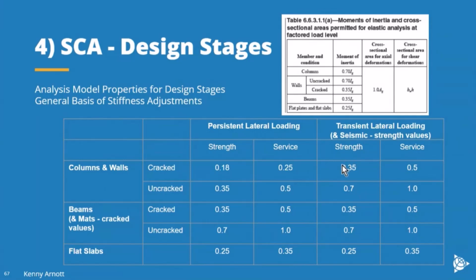And then, if you recall, I mentioned the 1.4 increase; that takes us up to these factors when it's service. And then when you've got persistent lateral loading, there's guidance about reducing the factors. So basically these get halved, so these become the factors. And then again, for a service variation of that, they get increased again by 1.4.